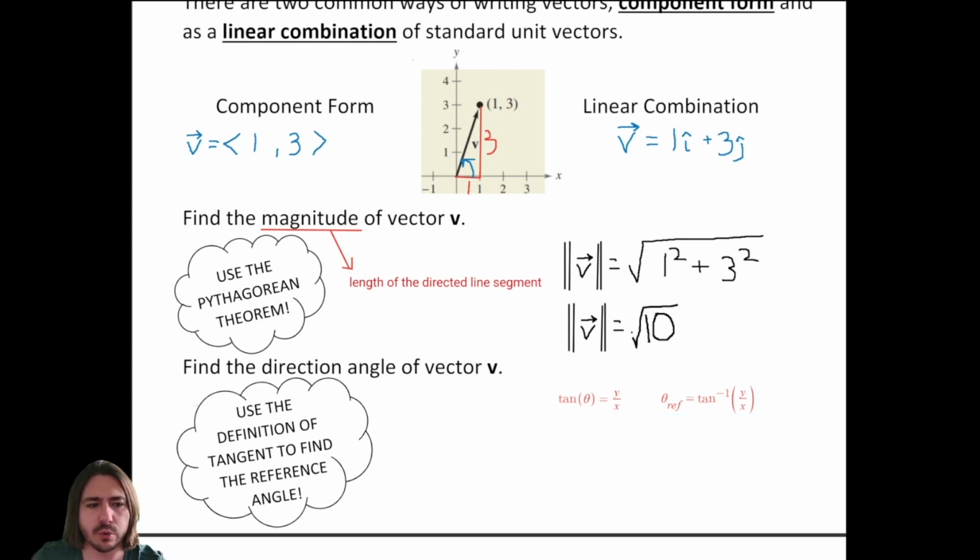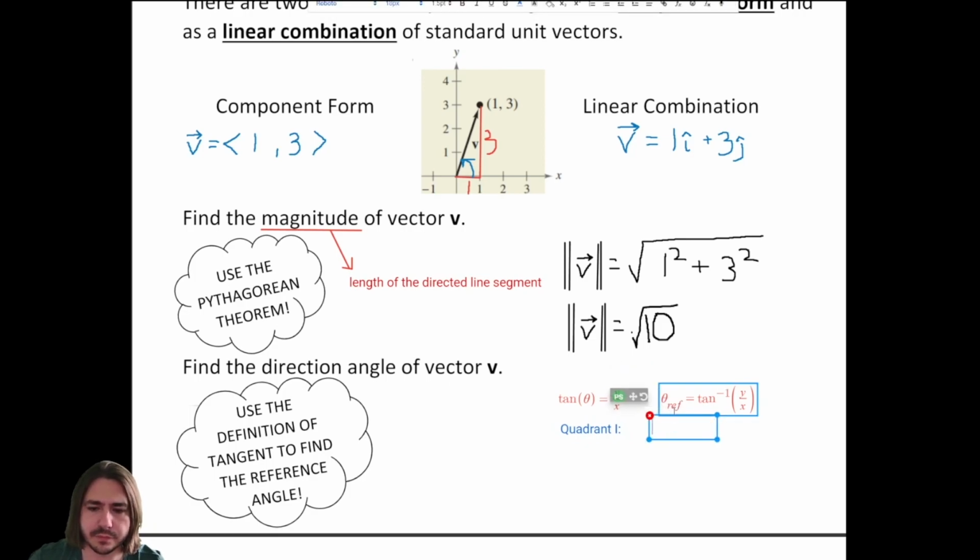Now, if we're in quadrant 1, and this should be a little bit of a review, hopefully this rings a bell, because this is something that we had to deal with on several occasions last semester. But anyway, if you're in quadrant 1, so if theta is in quadrant 1, then we'll say that theta actually is the reference angle.